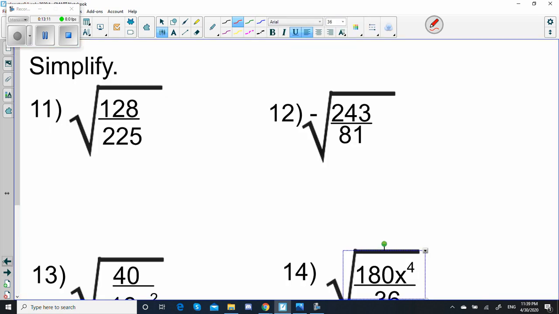All right, so we got some fraction stuff going on here. Just like on that connection to prior learning page, we can separate them. So this is the square root of 128 over the square root of 225. I hope you're realizing that the square root of 225 is a perfect square. That's just 15. And then the square root of 128, we're going to figure out what the perfect square is.